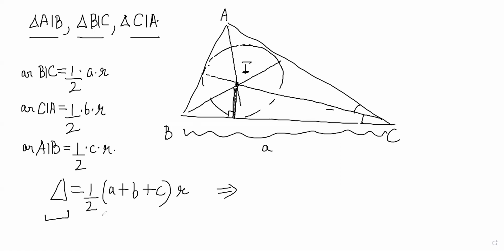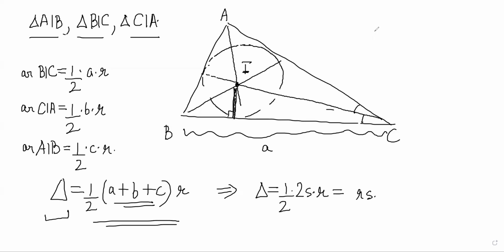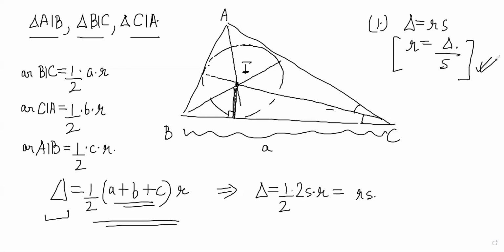So the area of the big triangle is equal to this. And this means that it is half into 2s into r. Because a plus b plus c is 2s, so this becomes rs. This is the first result, that delta is equal to rs, so r is equal to delta by s, right? Yes, sir. This is the first formula that we have seen.